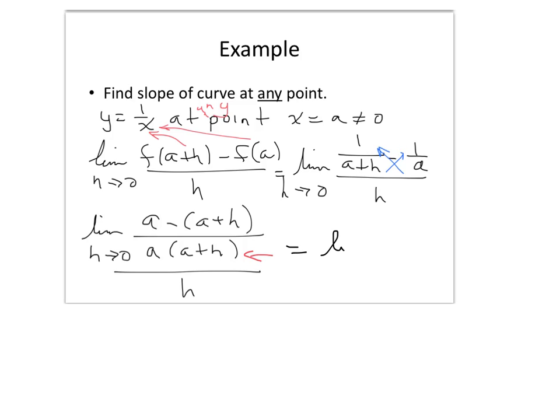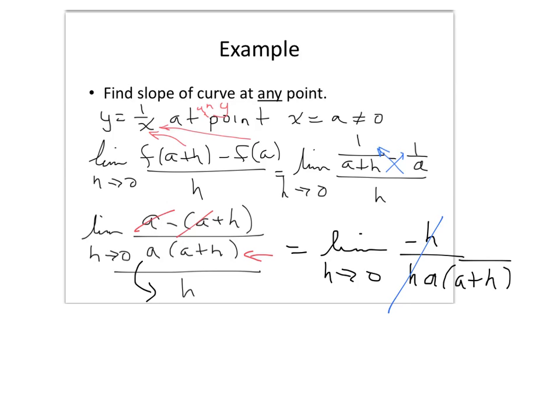So this is going to equal the limit as h goes to 0. Certainly, you can see that cancels. I end up with a negative h on the top. I'm going to bring all that down to the bottom. So this is a plus h. That cancels. So I end up with the limit as h goes to 0 of negative 1 over a times a plus h. And so now I'm to the point I can plug in 0.